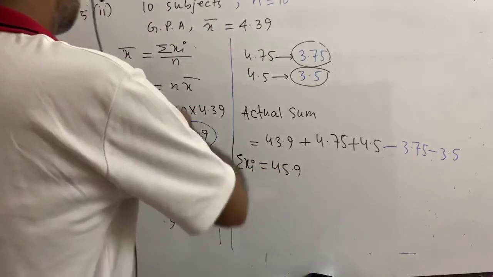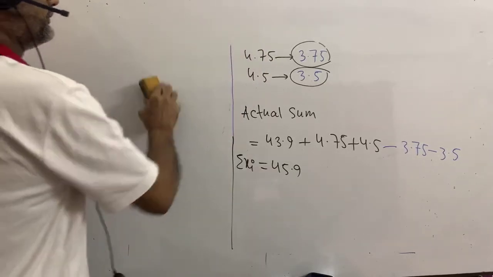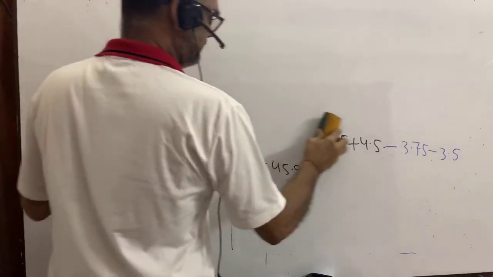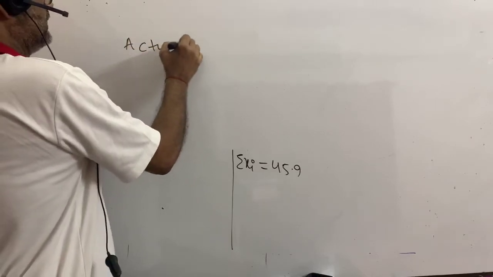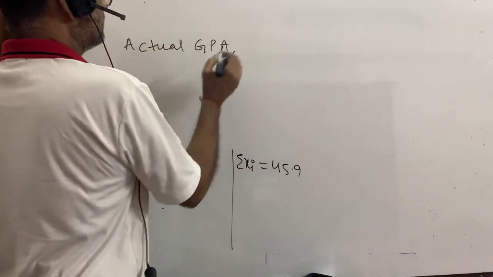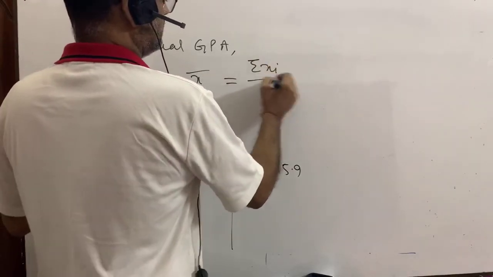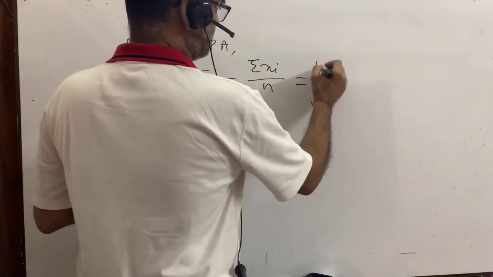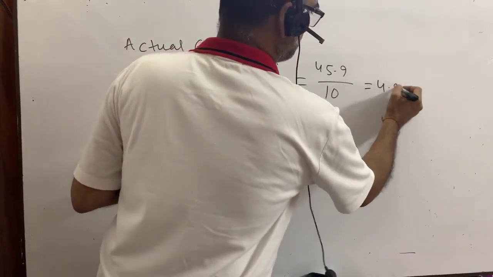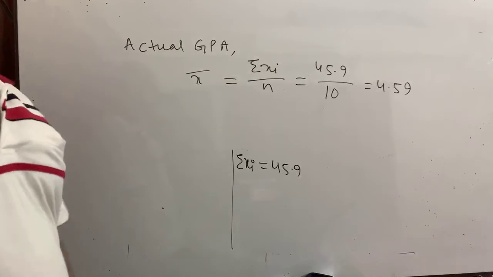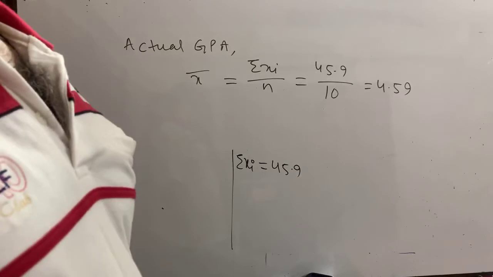You write down, therefore actual GPA: x bar is equal to summation xi by n, that means 45.9 by n. N equals what? 10 subjects. That means we are getting 4.59. You understand? This is the actual GPA. Okay, very good score, right?